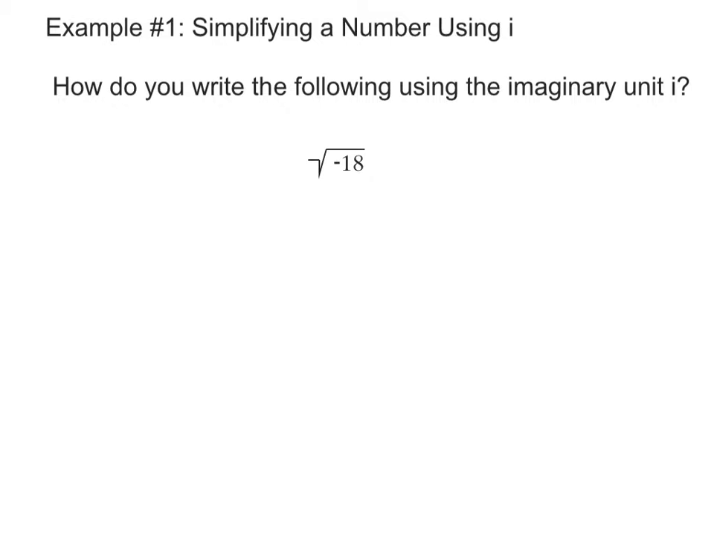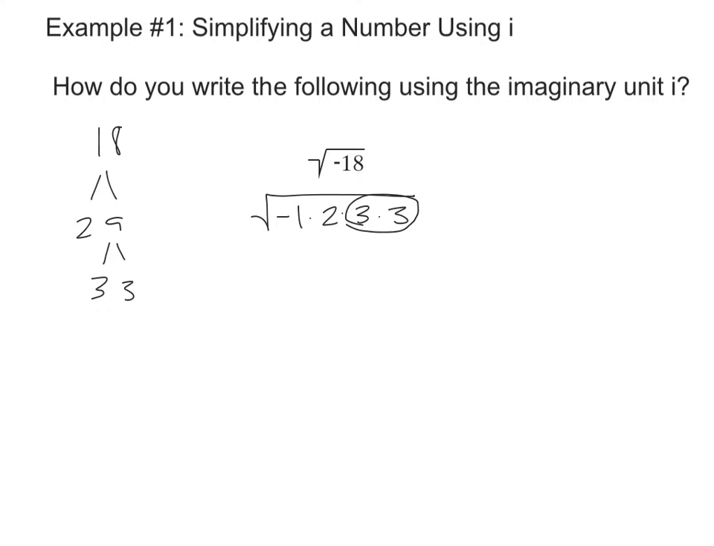So in example 1, it says, how do you write the following using the imaginary unit i? So the first thing we need to do is find our factors of 18. If I break down 18, 18 is 2 and 9, and 9 is 3 and 3. So the square root of negative 18 is the square root of negative 1 times 2 times 3 times 3. Now, the 3's are what will come on the outside. I'm left with the square root of 2 on the inside, and that negative 1, remember, produces i. So 3i square root of 2 is our answer.